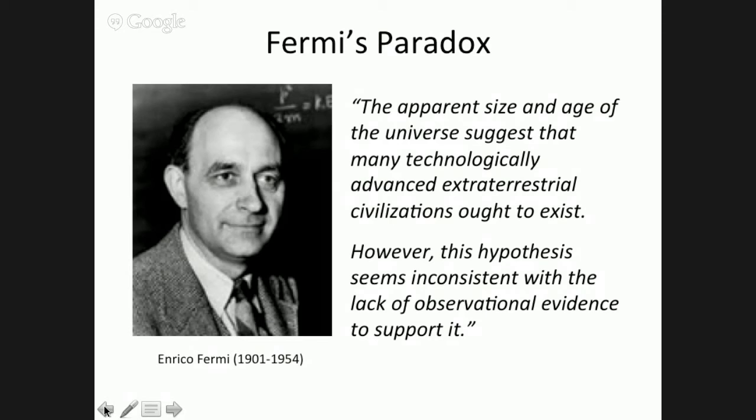So this question, in a more scientific way, says this hypothesis seems inconsistent with the lack of observational evidence to support it. It says, where the heck are the aliens? Why don't we see the aliens if it seems likely that you can have life throughout the universe? This question has been known as Fermi's paradox, and the search for intelligent life really revolves around it. How do we quantify how often intelligent life arises, and how do we actually look for them, and why don't we see them? Are we missing them, or are they just not there?